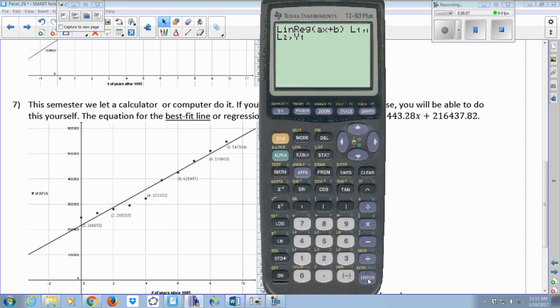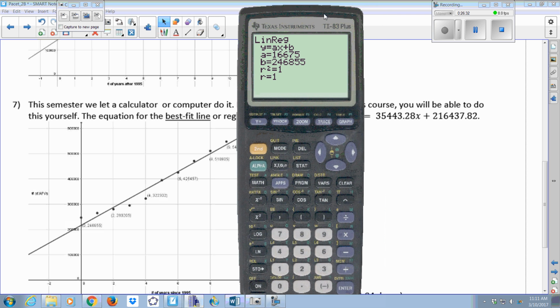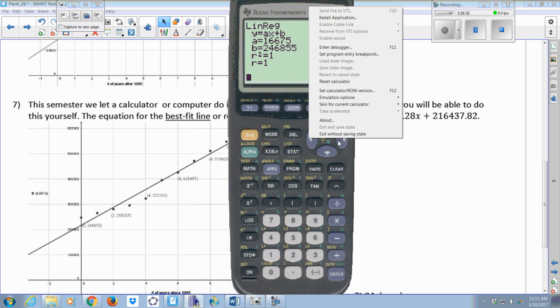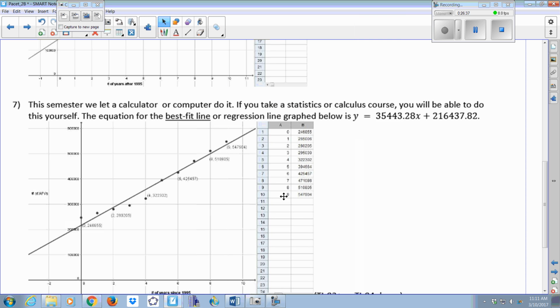So I hit enter. Now there's my equation for my line. A is the slope, exactly what we got a few minutes ago, 16,675. B is my y-intercept, and there's my correlation coefficient. It's an exact fit because I only have 2 points, so anything's going to have a correlation of 1. So those are the steps you'll go through with some real data, and I'll help you go through all of that when you get to question 2.